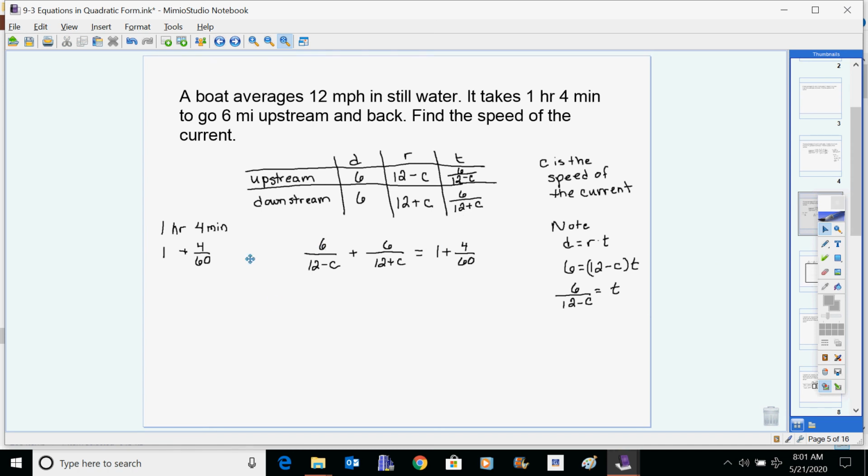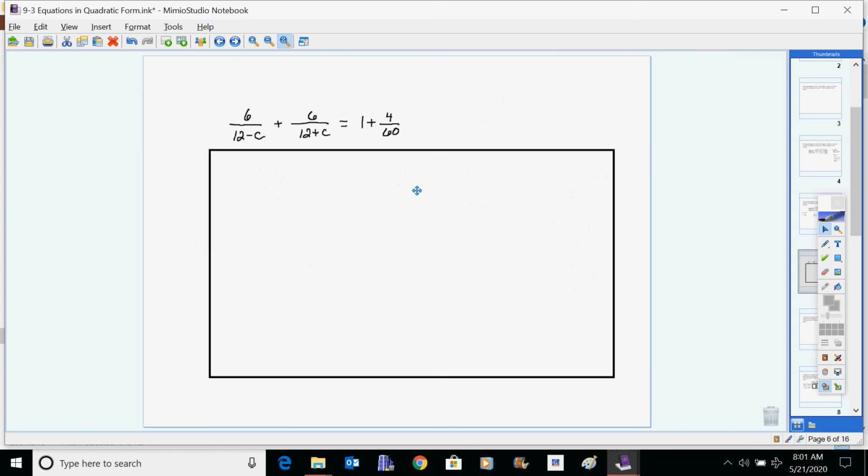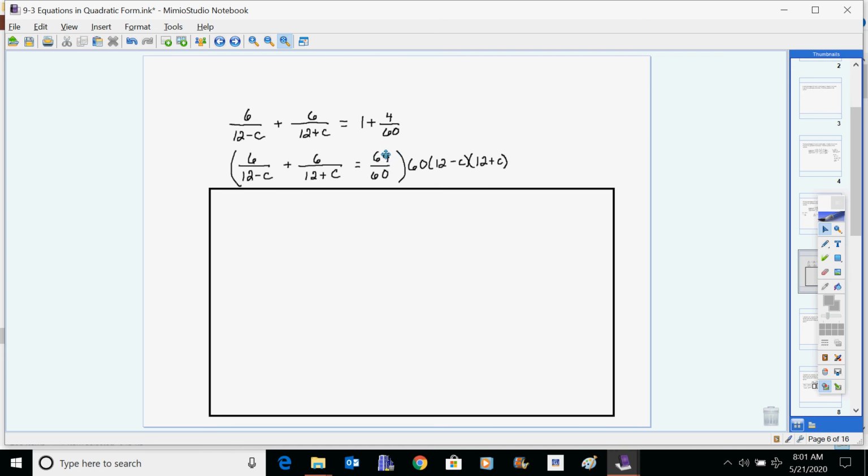Well, what do we do with that next? After we have this and we get our common denominator so we can have a fraction, that's when you can do what we did in the last problem. So here's our problem. 1 is 60/60ths. So I have 64/60ths, and then I want to make my denominators cancel out. So I'm going to multiply both sides, or all of the three parts, by 60 times 12 minus c, 12 plus c, with the idea that each one of them is going to cancel out a different piece.